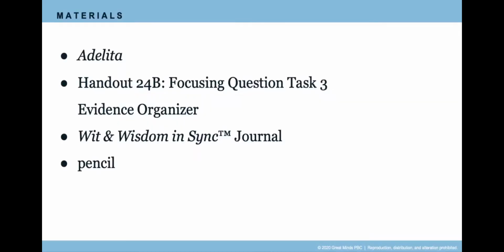But before we do, let's make sure you have your materials ready. For this lesson, you will need your copy of the text Adelita, if you have one. You'll need handout 24B, the Focusing Question Task 3 Evidence Organizer, which you began in the previous lesson. You'll need your Wit and Wisdom in Sync journal and a pencil. We will also be working with Assessment 24A, Focusing Question Task 3, but I'll show that to you on the screen. Pause the video now if you need to gather your materials.